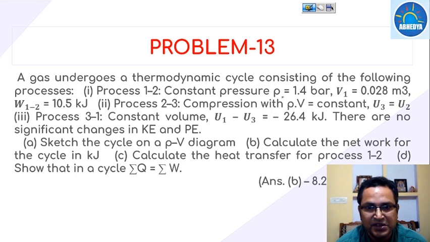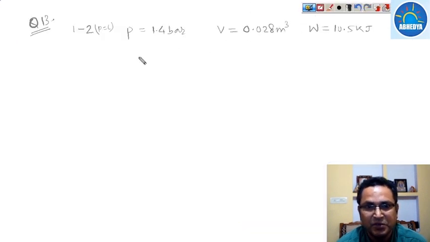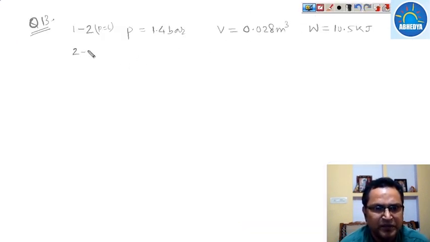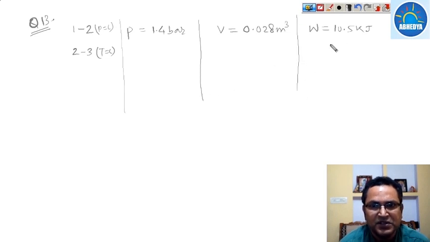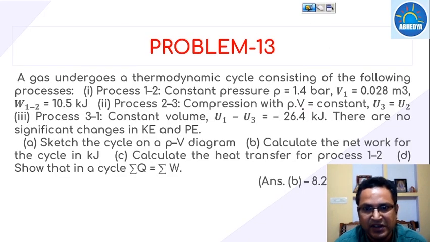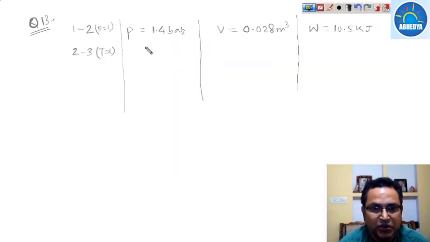Process 2 to 3 is an isothermal process. 2 to 3, temperature constant, that is PV equal to constant. This is given to us as different values. First write down, U3 is equal to U2. In process 2 to 3, U3 is equal to U2, given.